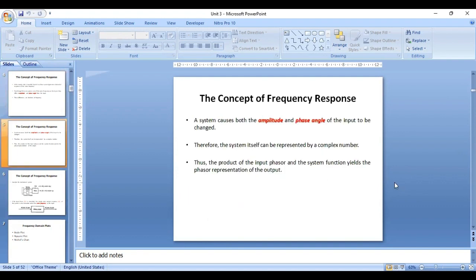A system causes both the amplitude and phase angle of the input to be changed. Therefore, the system itself can be represented by a complex number. The product of input phasor and system function is the phasor representation of the output.